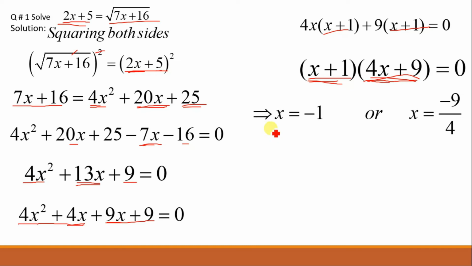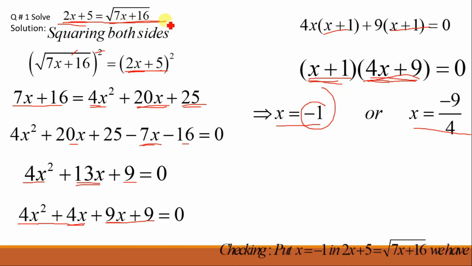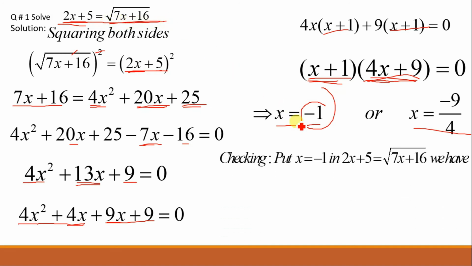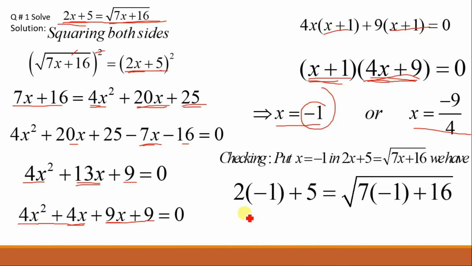Now we have to check whether these two roots are extraneous roots or not. For that purpose, we shall put the values x = -1 and x = -9/4 in this equation one by one. First we shall check whether x = -1 is an extraneous root or not. So we put x = -1, and we are left with 2 times -1 plus 5 equal to the square root of 7 times -1 plus 16.